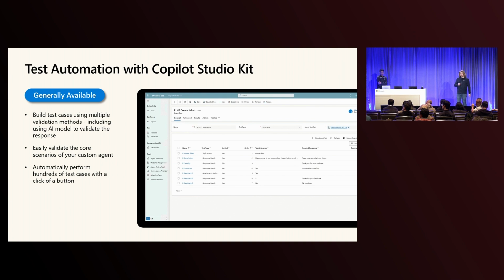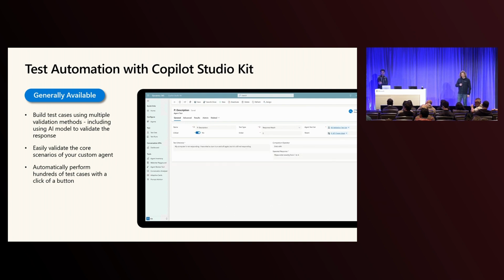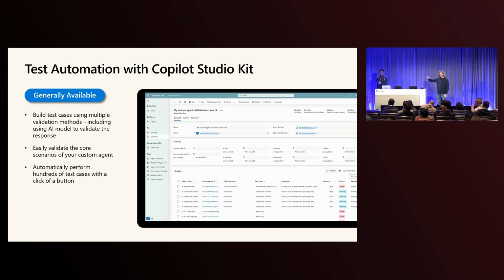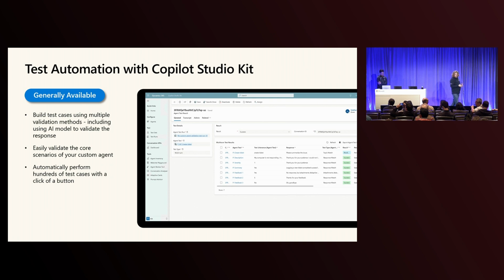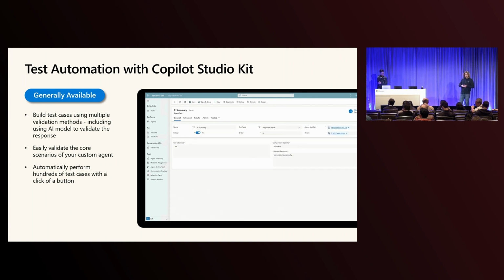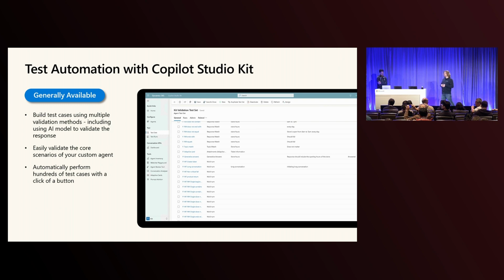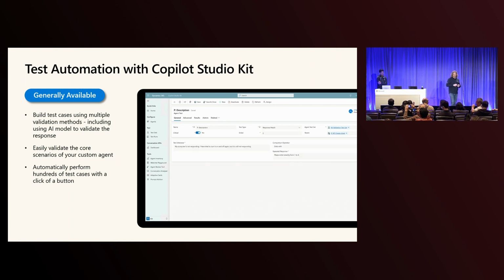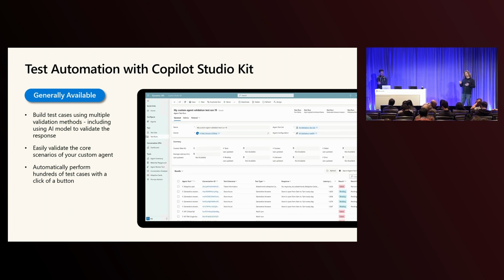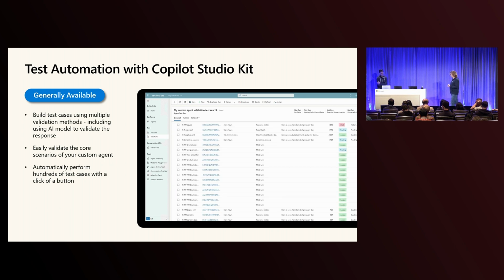Also, like any software, agents are never done. And so within the Copilot Studio Toolkit, how many of you have heard of the Copilot Studio Toolkit? Okay, a few of you. Within that, we have tools for you to build test automation as well, so that you can generate test cases, you can validate the scenarios that your agent's supposed to deliver, and also perform those automatically so that you can see to it that the agents that you're deploying to your organization are of high quality.